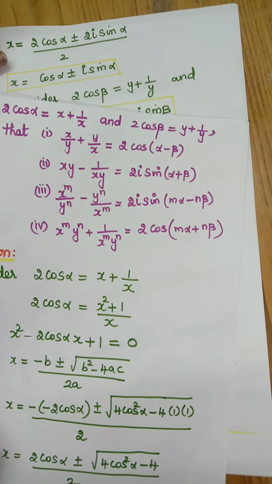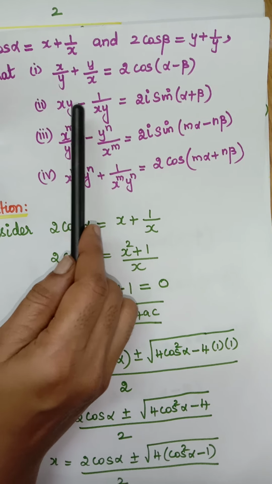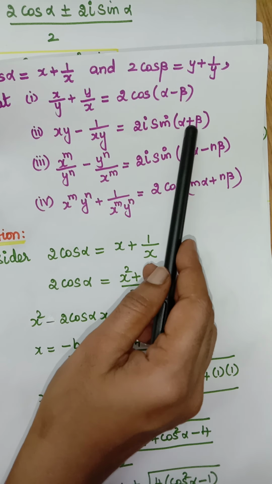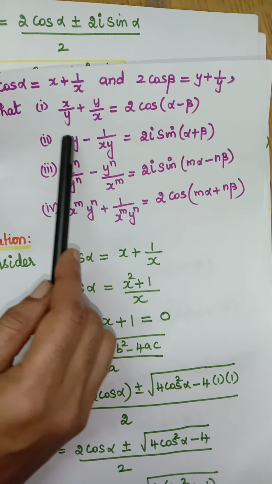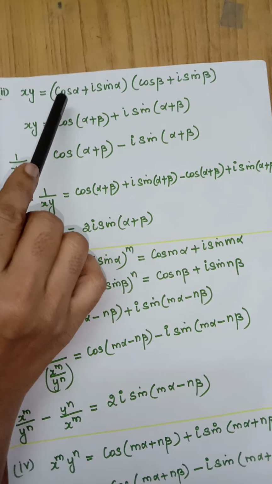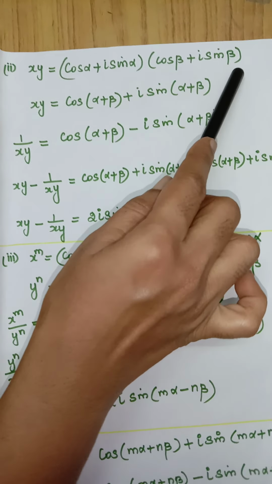Okay. So we will come to the second one. Second one, what is given? xy minus 1 by xy is equal to 2i sin of alpha plus beta. This is the result we have to prove. So consider the first term. What is it? xy. So x is cos alpha plus i sin alpha. y is cos beta plus i sin beta.